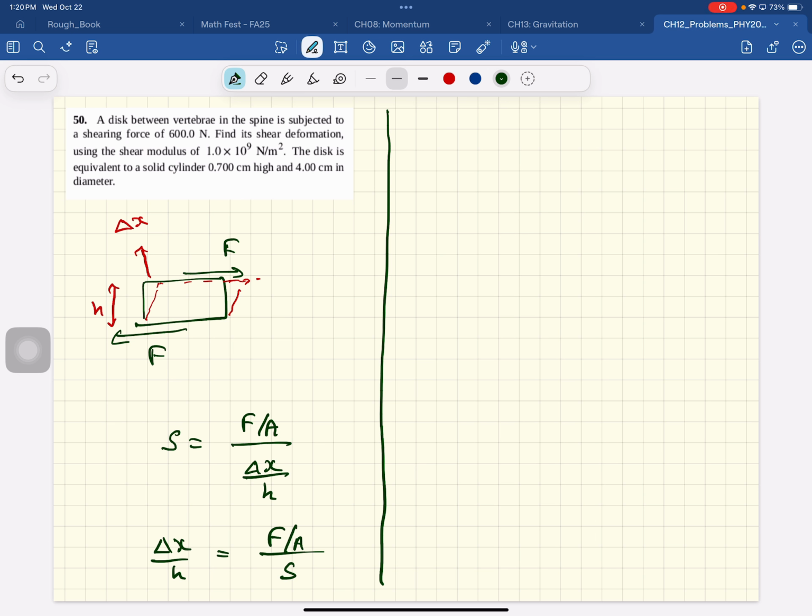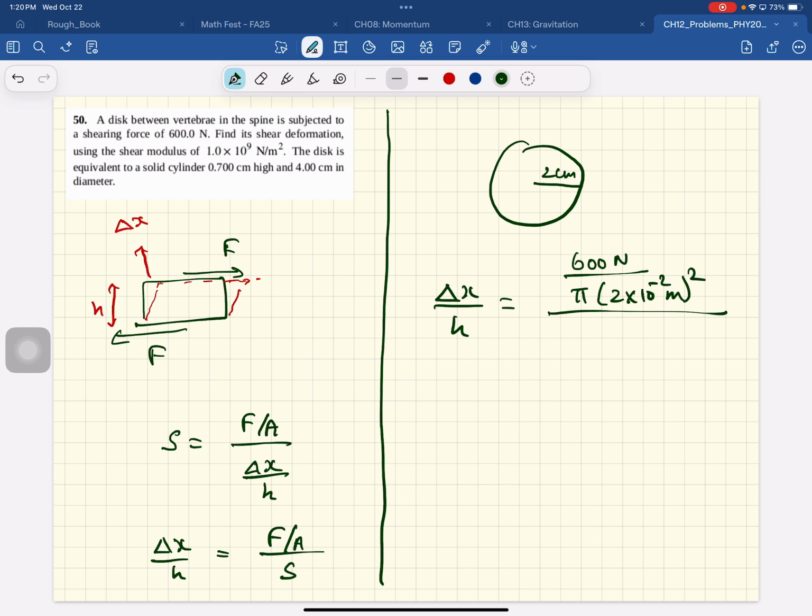All right, so this is a top view of the disk. 2 centimeters is the radius. So delta x by h is equal to F, which is 600 newtons, divided by the area pi r square. R is 2 centimeters, which is that many meters square. The disk is circular, and the shear modulus is 10 to the 9 Newton per meter square.